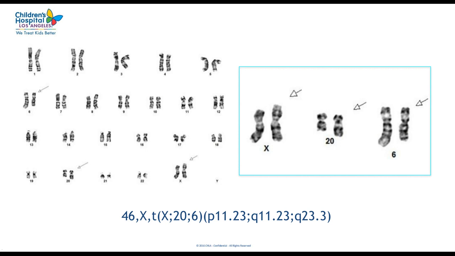So I think that this illustrates one of the strengths of optical genome mapping that was also described in that multi-center study, that it allows you to more accurately characterize abnormalities that you see by karyotype.